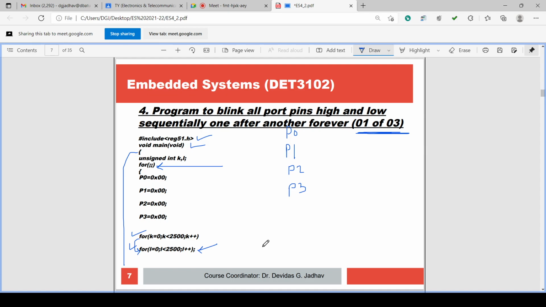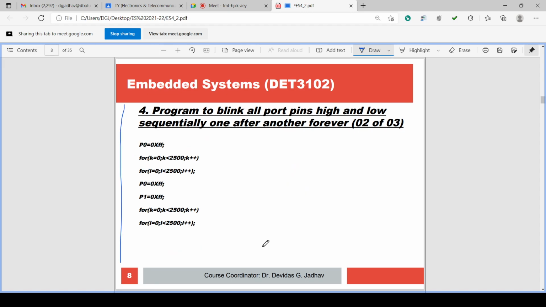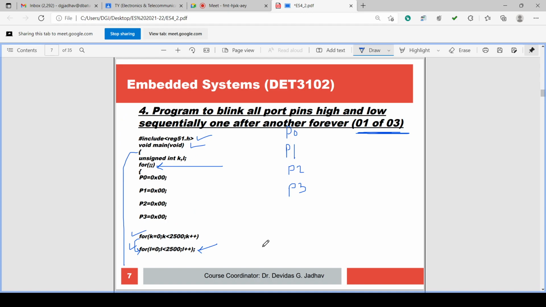But it is not true for the next instruction. The for loop for L has a semicolon at the end. So it will execute by itself. It will not execute the next instruction after that. So the next instruction, P0 equal to 0xFF, is not executed with this for loop because it is semicolon delimited. So how will it execute now?